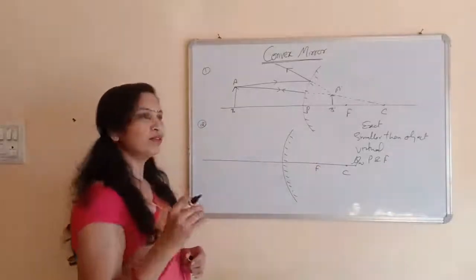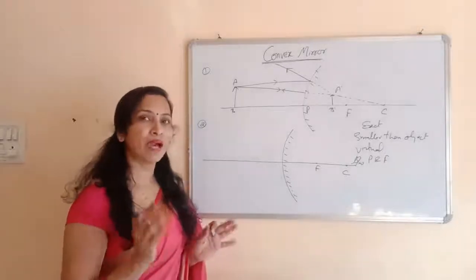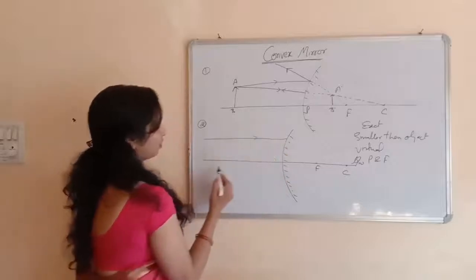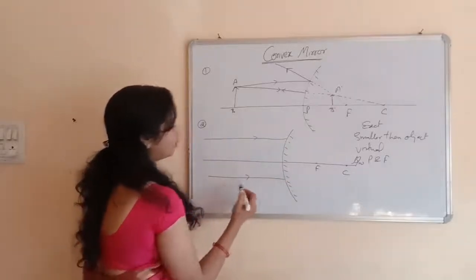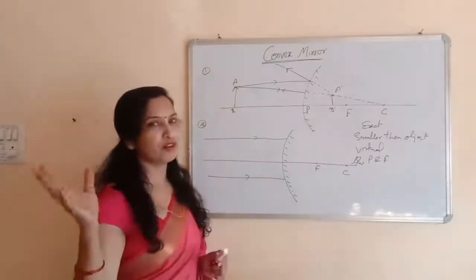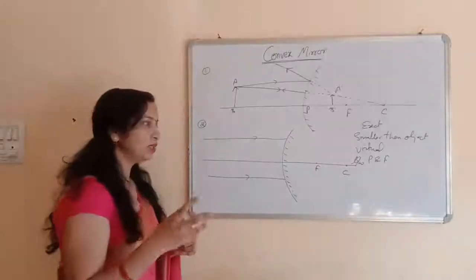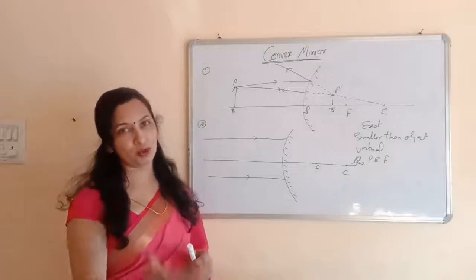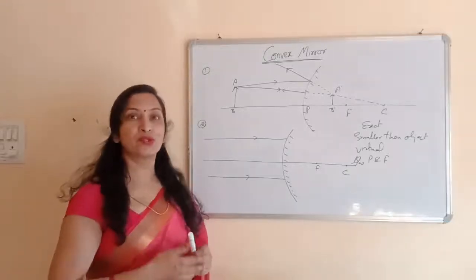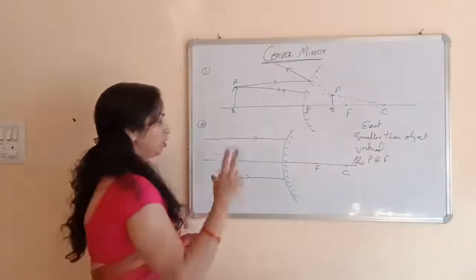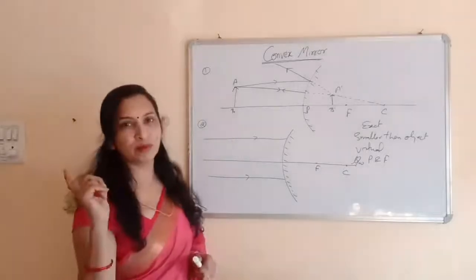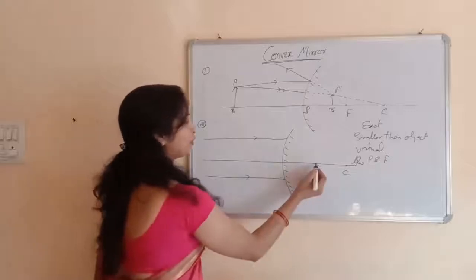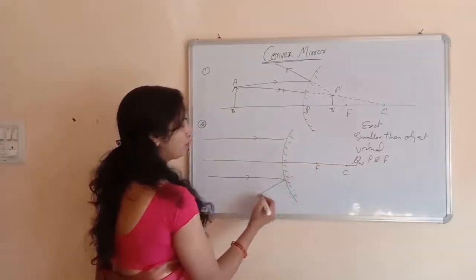So the rays coming from infinity will always be parallel to each other. So we can see the rays are coming like this. First ray and the second ray. Infinity means the object is very far away from the mirror. So if the object is very far away from the mirror and we are able to see the object, it means the object is really large. So these are the rays coming from infinity from the object, and according to the rules we know that it appears to diverge from the principal focus like this.